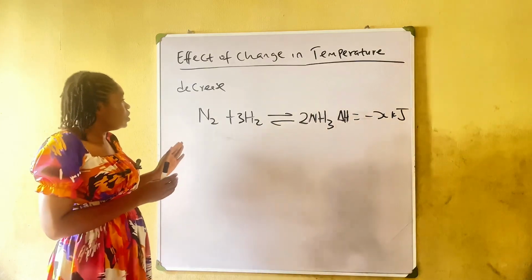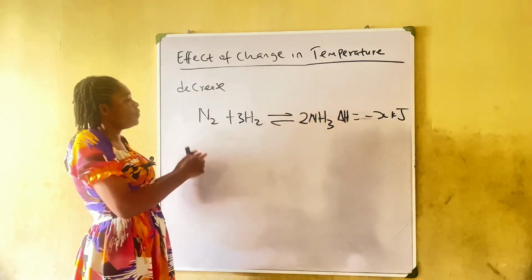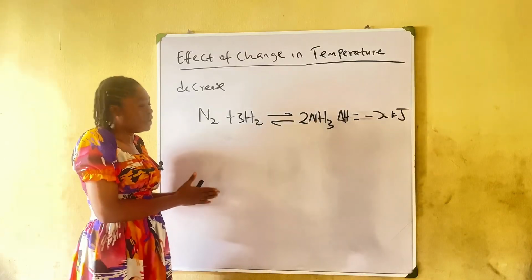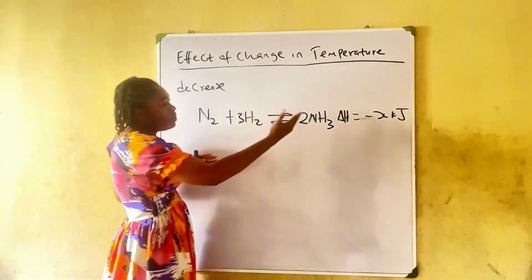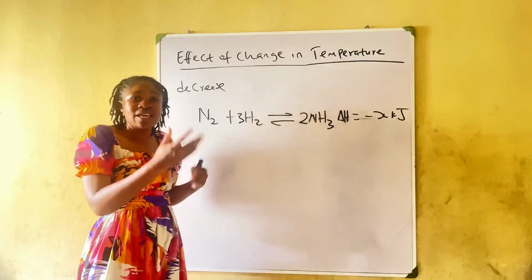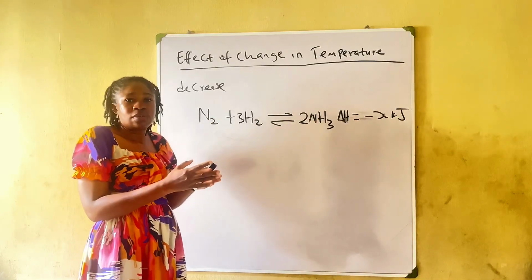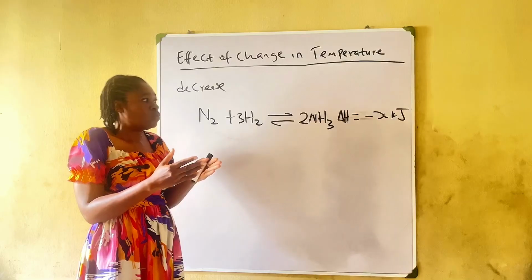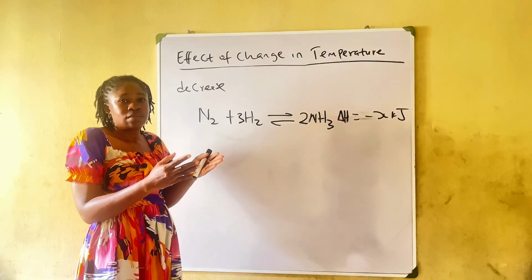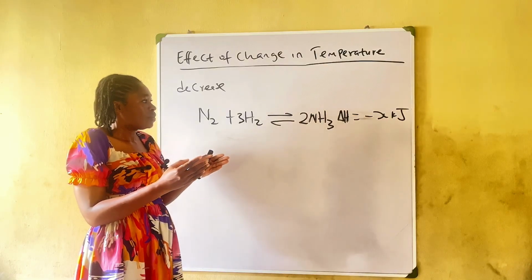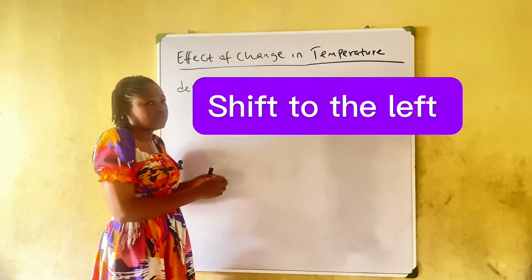What happens to equilibrium position if you increase the temperature of this system? You look at this exothermic reaction: it is releasing heat, the reaction vessel is hot. If I increase the temperature, it won't be good for the system. So everything is going to shift to the right.